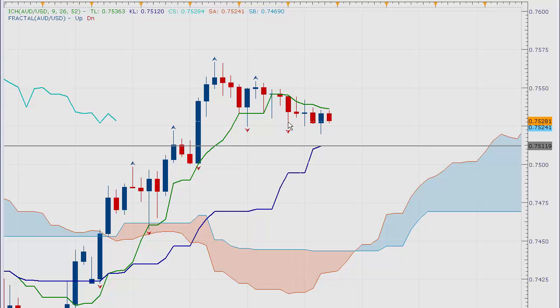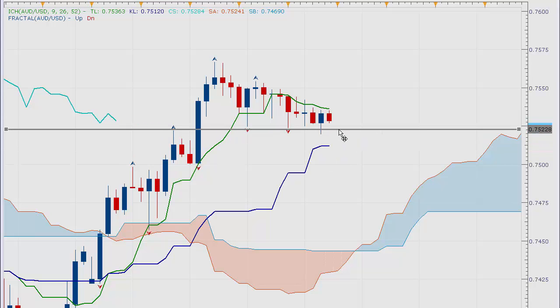I don't like all this here. There's 2 fractals there, and we've got a load of indecision there. So if it breaks Kijun-sen, I imagine it would continue lower. But at the moment, it doesn't seem to know what it's doing. So we wait for this level here, this Kijun-sen.